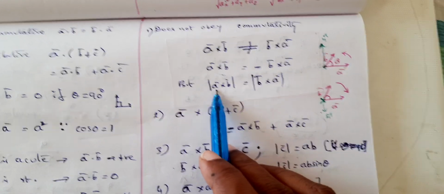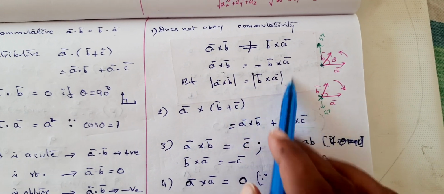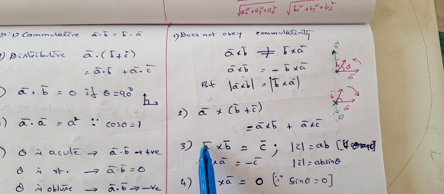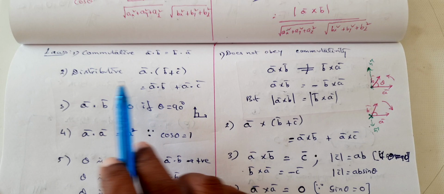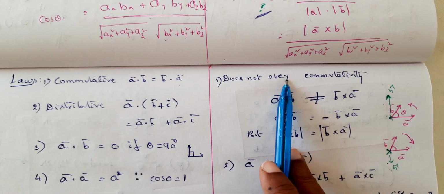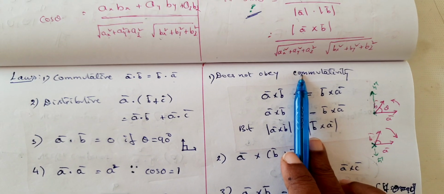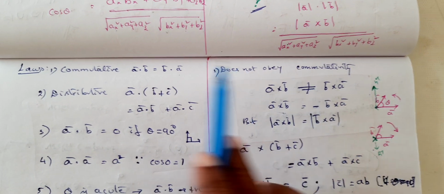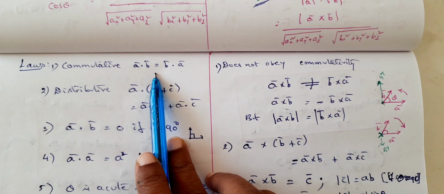But you can see that the magnitudes are equal. Of course, that is already covered. Right. So this is about commutativity in case of dot product and cross product. Cross product does not obey commutativity and dot product obeys it.